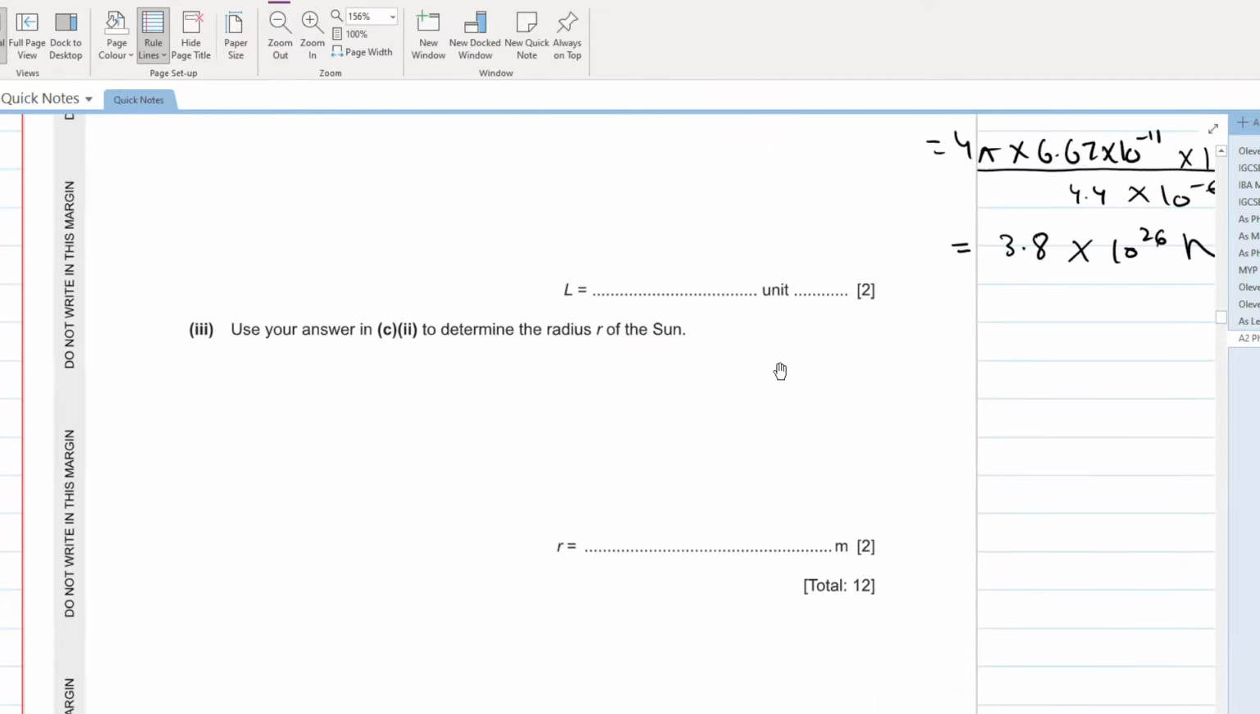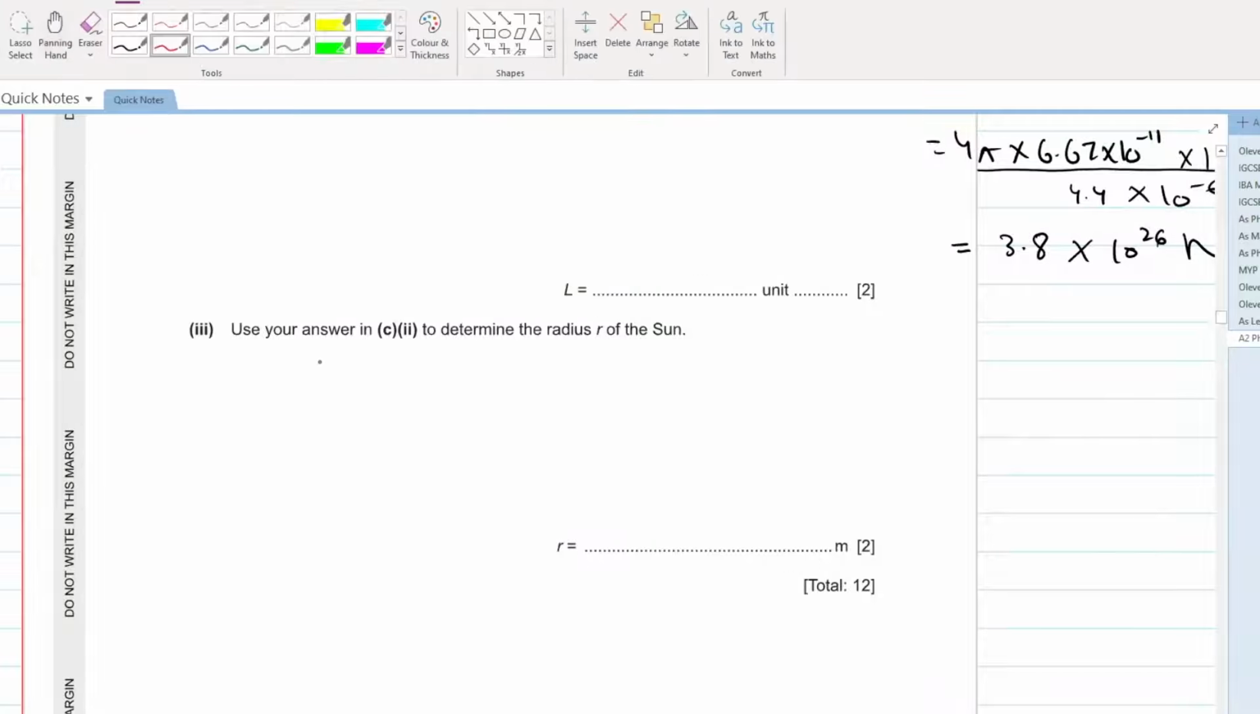Let's see what we need further. Use your answer in part C2 to determine the radius of the sun. Now here you need some knowledge of astronomy and cosmology. You know that luminosity is equal to what? 4 pi r square into Stefan-Boltzmann constant into temperature power 4. What is your luminosity? 3.8 into 10 raised to the power of 26 divided by 4 pi.